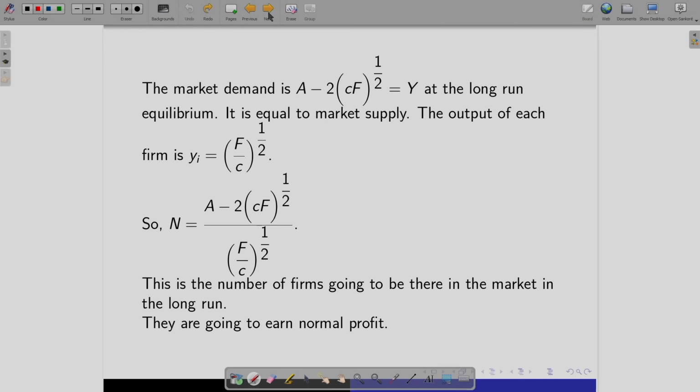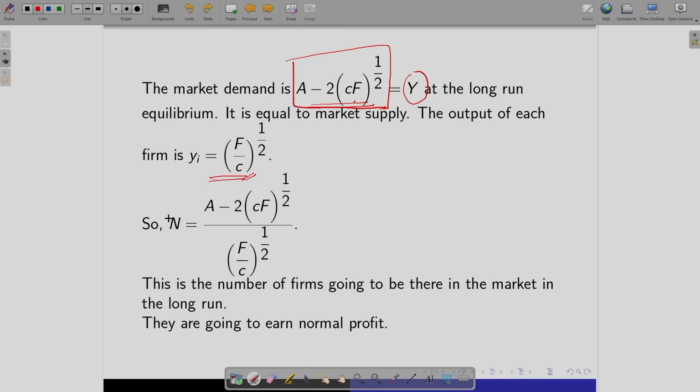Now, you plug in this market price in the demand curve, we get this is the market demand, which is given by this whole expression. This is the market demand. Now, in equilibrium, market demand should always be equal to market supply, right, and we know each firm is going to produce this much, because the price is always equal to the minimum of the average cost, and the minimum of average cost is attained at this level.